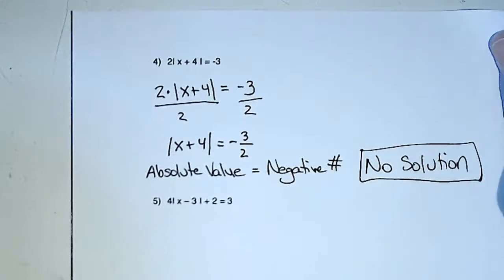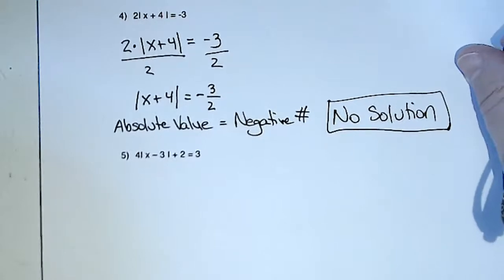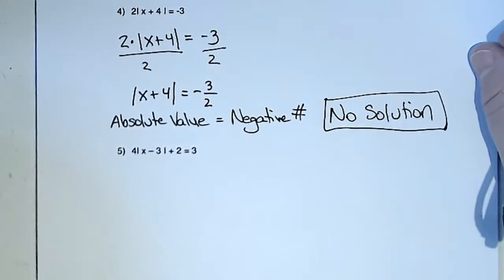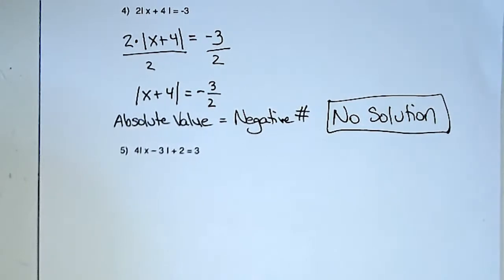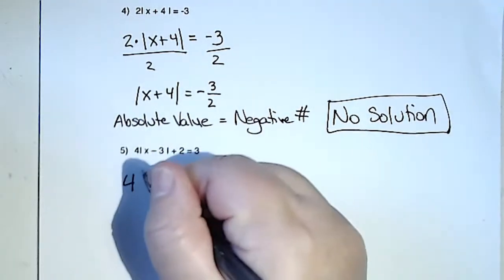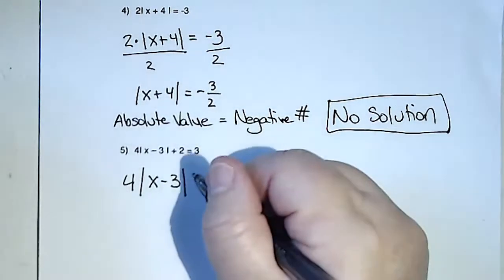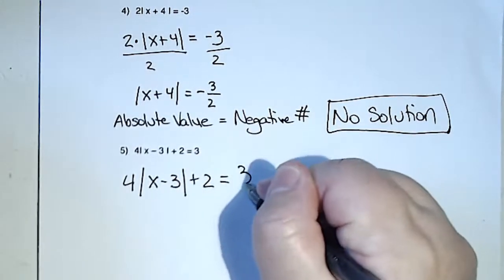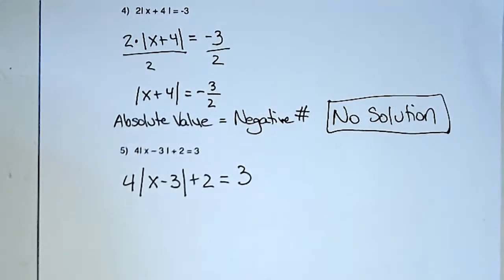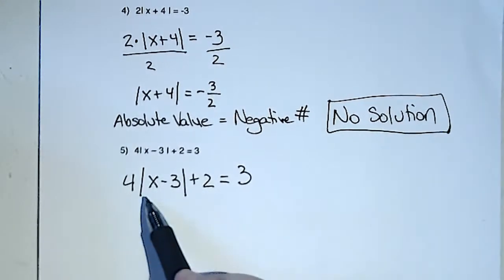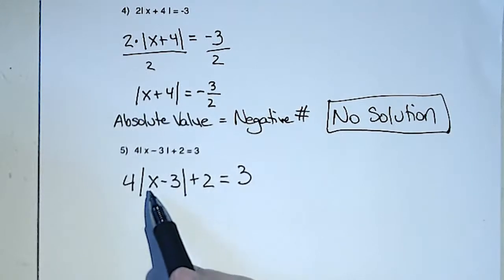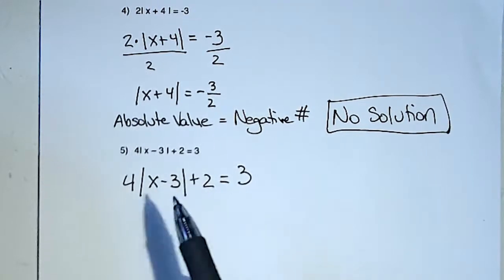Okay. Further and further into the heart of darkness. Am I suggesting that math is war? Possibly, possibly. Okay, the problem as I see it is 4 times the absolute value of x minus 3 plus 2 equals 3. Here's the thing. This is the way we're going to approach it. We need to not isolate the x, because there's no way to get the x. The x is stuck inside an absolute value.